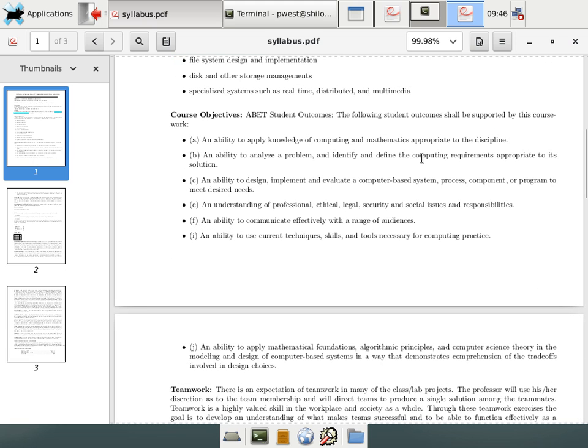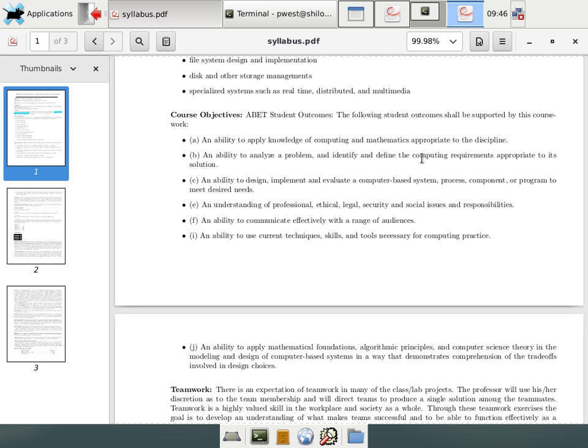Okay, these are the ABET ones. I have to read these. An ability to apply knowledge of computing and mathematics appropriate to the discipline. All right, great. An ability to analyze the problem and identify and define the computing requirements appropriate to its solution. All right. An ability to design, implement, and evaluate a computer-based system, process, component, and program to meet desired needs. That's what an operating system is really here for.